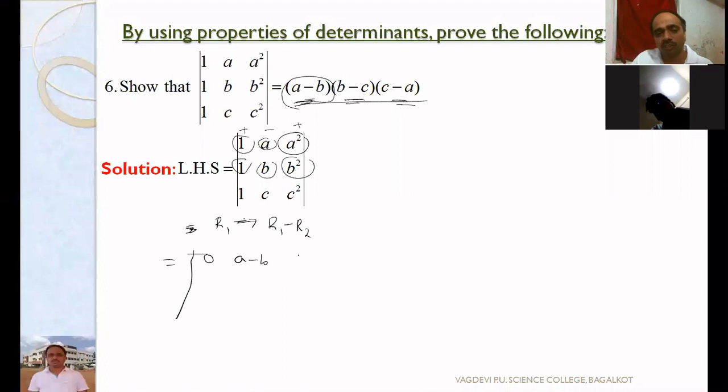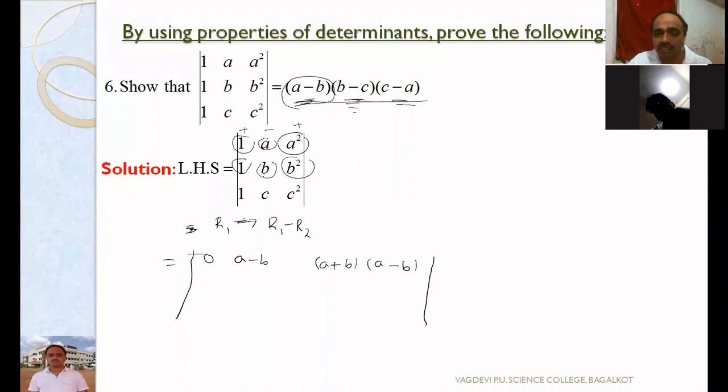But what are the factors of A square minus B square? A plus B into A minus B. This is the first row. By doing R1 changes to R1 minus R2, I get 1 minus 1, 0. Then A minus B, then A square minus B square, which means A plus B into A minus B. But I also have to get B minus C in the answer. The right hand side also contains B minus C.